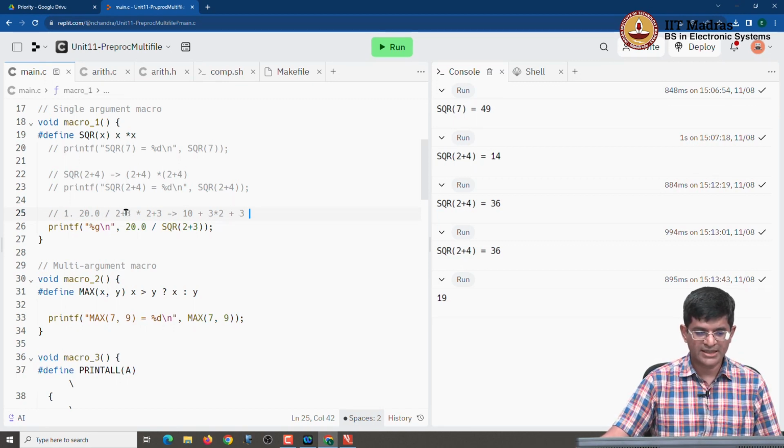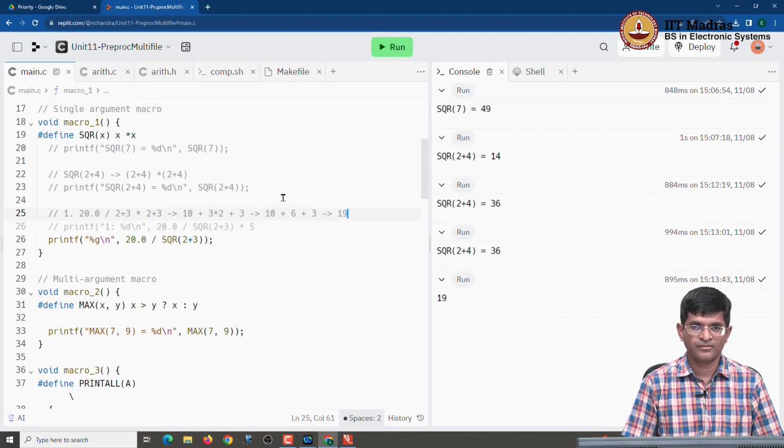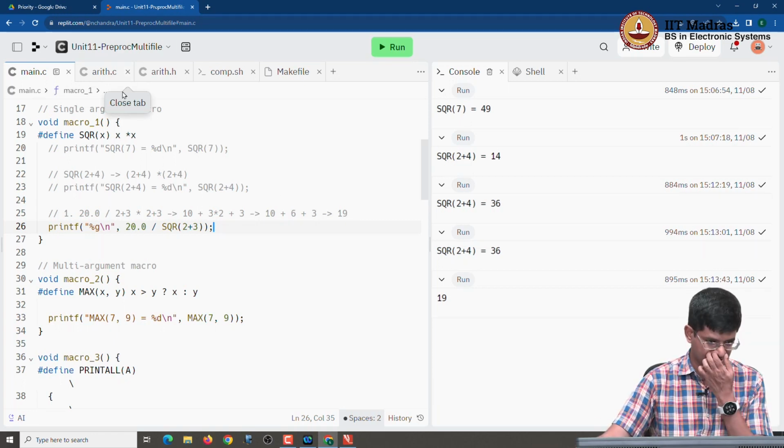Now what you can see is that the plus is still the lowest precedence, so the star is the one that is going to get evaluated next, and what I end up seeing is 10 plus 6 plus 3, which is why we end up with 19 as the result. So the whole thing happened because we wrote the macro without putting parentheses.